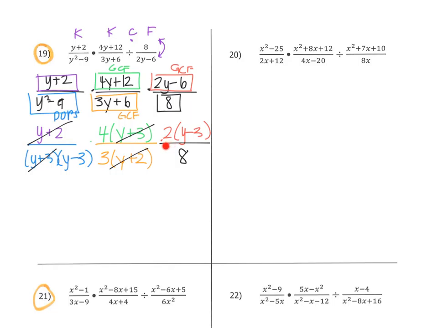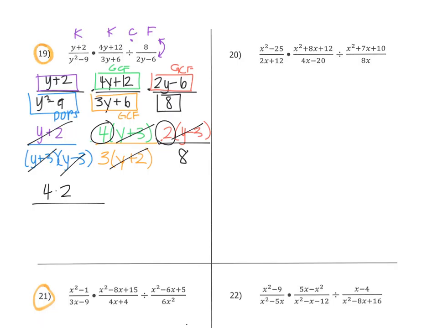I don't see any 2's on the bottom, so we'll leave it for now. Then I see a y minus 3. Y minus 3 is on the bottom, so they both go. My next thing is to take anything left on top and smush them next to each other by multiplication.